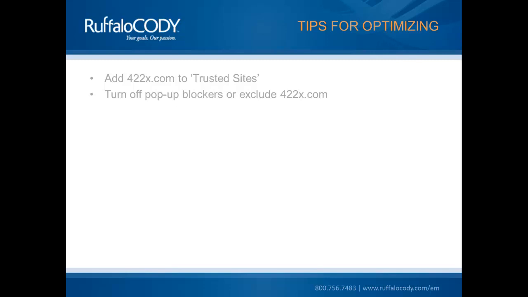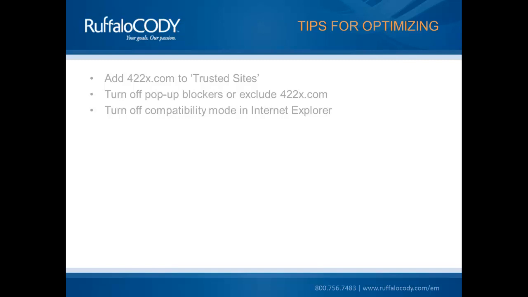But you can also have pop-up blockers that come from other places, like toolbars that you've installed from Google or Yahoo or different places like that. Maybe your security software includes pop-up blocker technology. Make sure that you either turn those off completely or at least whitelist 422x.com, because we do use pop-ups in a lot of different places to display data to you. We want to make sure that those can be displayed without any problem.